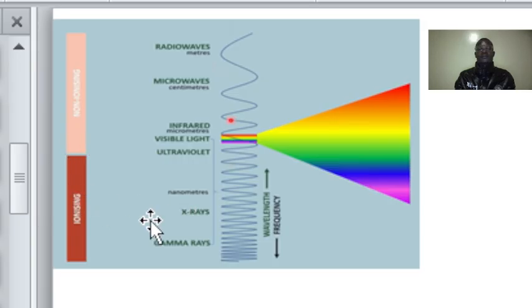from X-ray and gamma are ionizing radiation. They are ionizing radiation because they possess sufficient energy that can dislodge an electron.